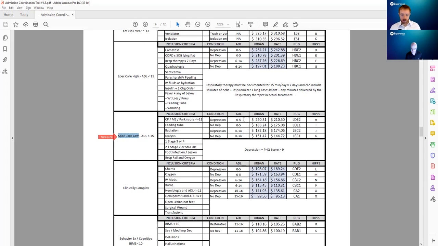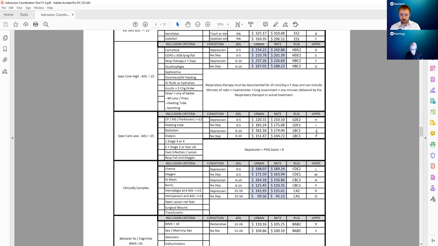And now I'm in the ADL column. Wherever your ADL falls. So just to make 100% sure I got this, if they have a foot infection, you still crosswalk over to here? Yes. Yep. Okay. Great. Yep. That's how it works. And it drills down to a letter.